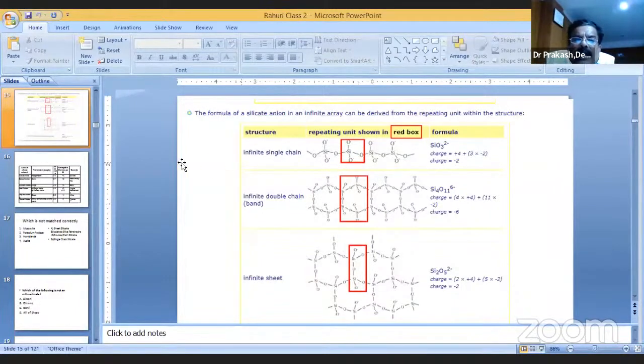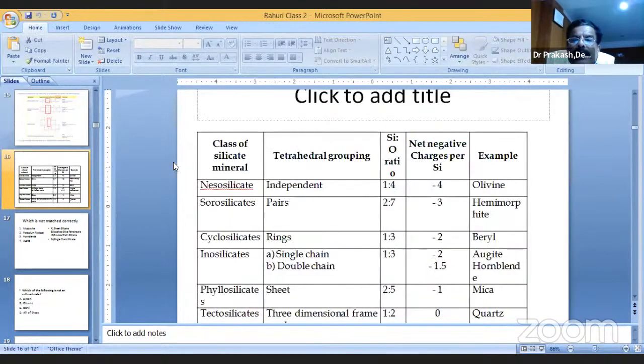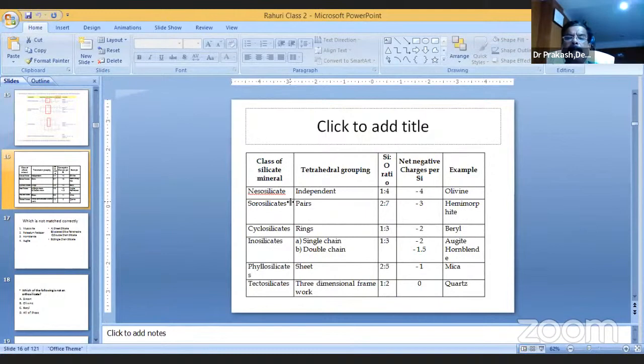It will be 2.5. So now we'll just see this table. Yes, you can see this table. Now you can see this.